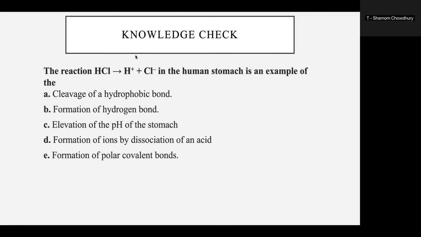Okay. Everyone got it correct. Yeah, so it's the formation of ions by dissociation of an acid. What helps is knowing that HCl is a strong acid, they could ask for NaOH, which would be a strong base, etc.